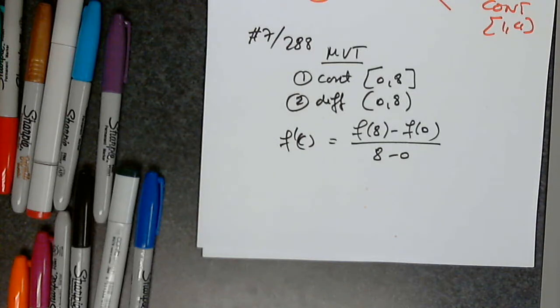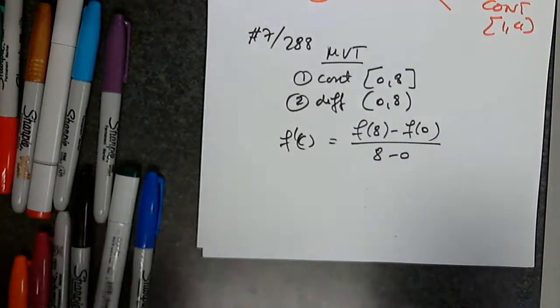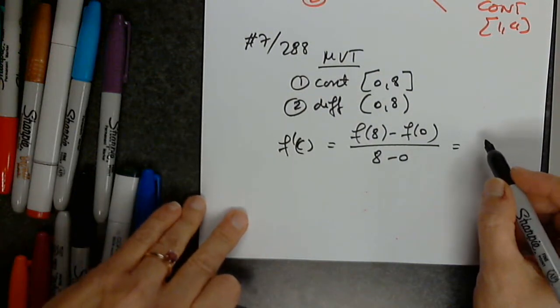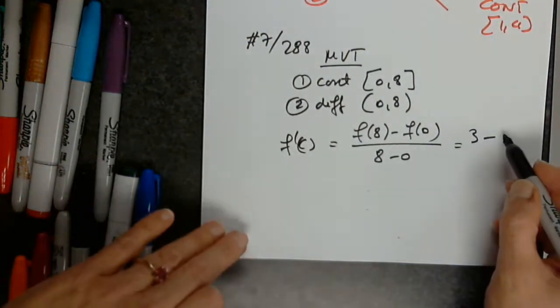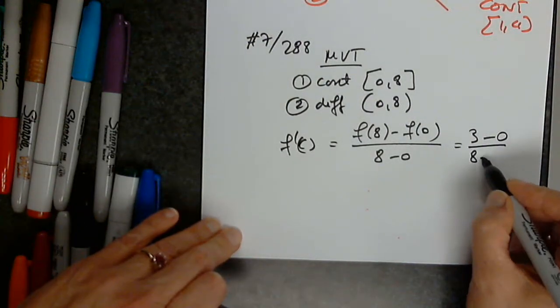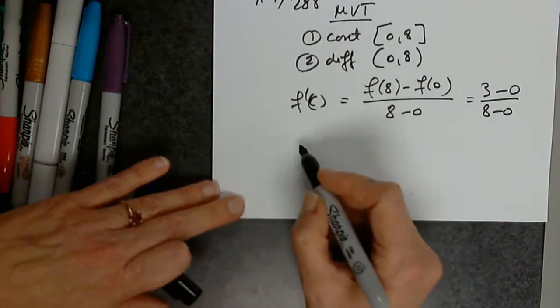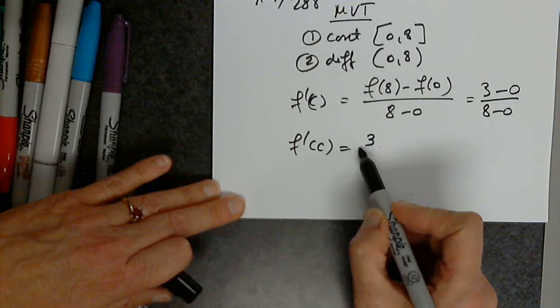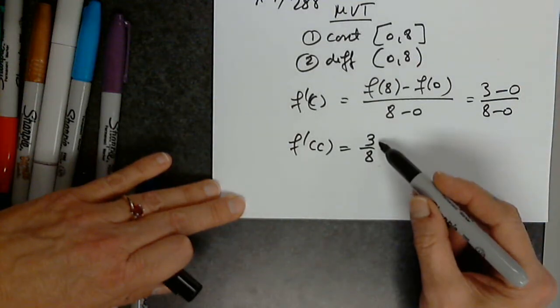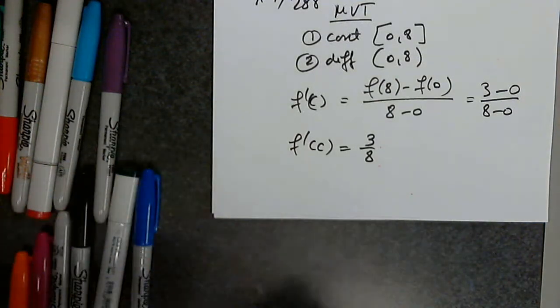f of 8 in the problem. Can anyone identify f of 8? Oops, I have to count. 2, 3, 4, 5, 6, 7, 8. Can anyone give us f of 8? Great. Good. Can anyone give us f of 0? Good. So I have to find points at which the slope is 3 over 8. Rise of 3, run of 8.